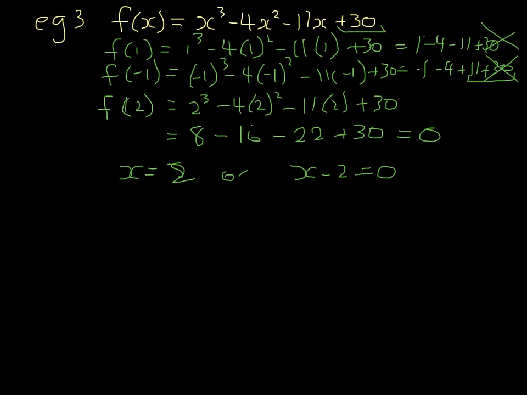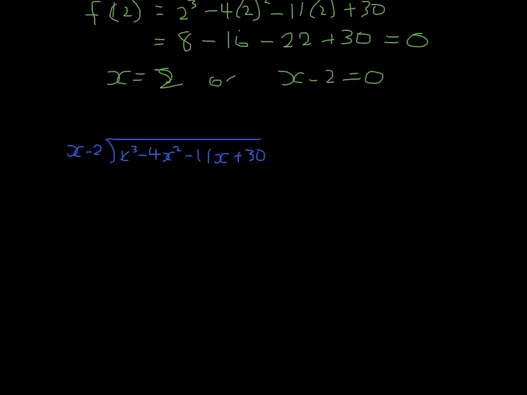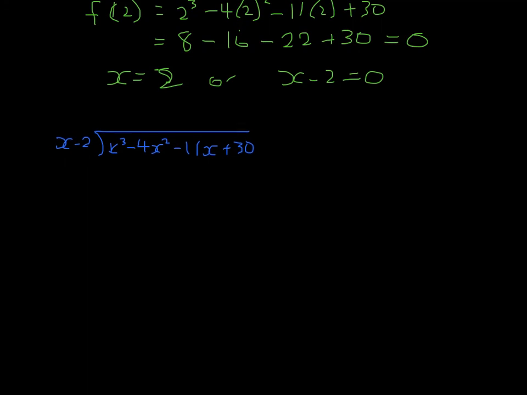Okay, so we're going to go x minus 2 into x cubed, take 4x squared, take 11x plus 30, and I'll slide that all up because I don't need the, look at that, that's all going to disappear on me now. I only need to deal with this bit here anyway. If you need to have a look at what I've done above, you can just rewind this video a little bit more.